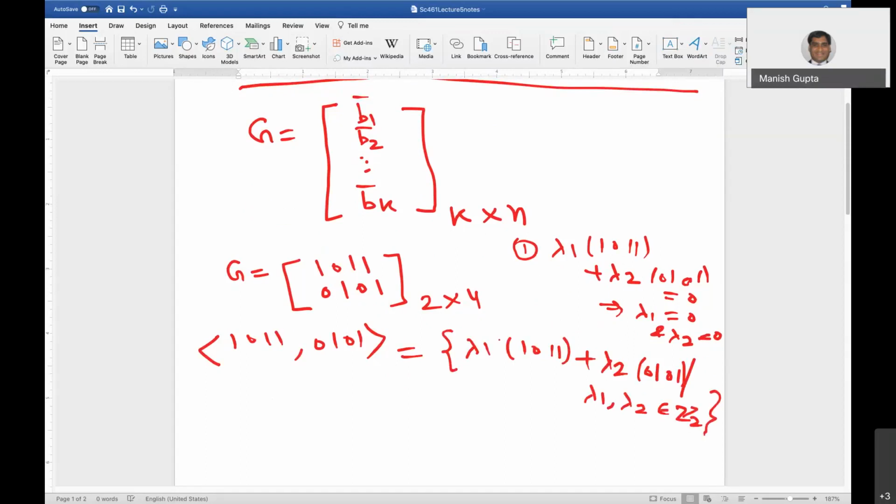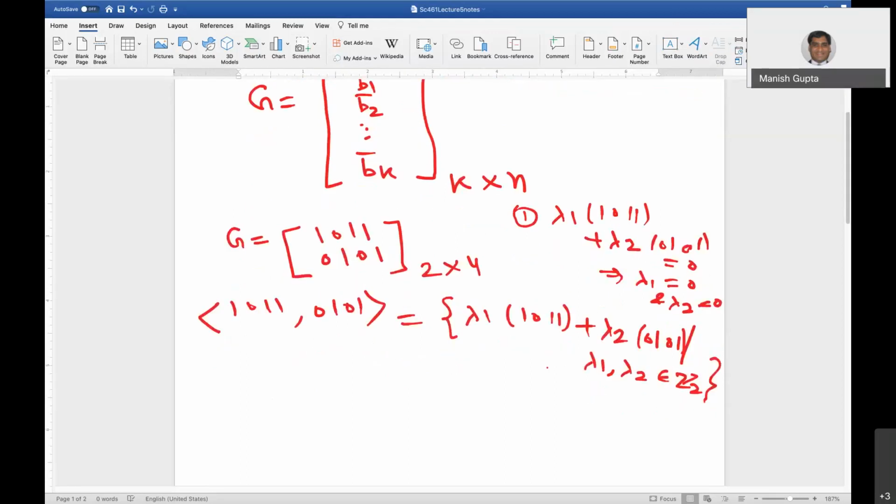Now there are two choices for lambda 1, two choices for lambda 2. There will be a total of 4 vectors, and I can write all of them down here. One vector will be 0 0 0 0 when both lambda 1 and lambda 2 are 0, then 1 0 1 1, 0 1 0 1, and finally the addition of both, 1 1 1 0. There are only 4 vectors in the span. This is our C. So from the generator matrix, we can find out what our C is, right?